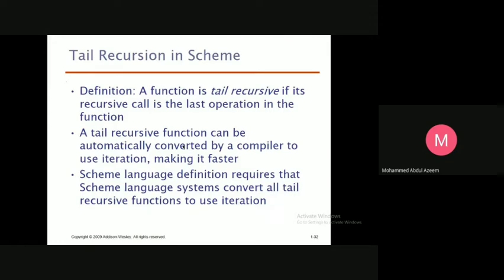Today we will discuss tail recursion in Scheme, starting with this: a function is said to be tail recursive if its recursive call is the last operation in the function, right? A tail recursive function can be automatically converted by a compiler to use iteration, making it faster.